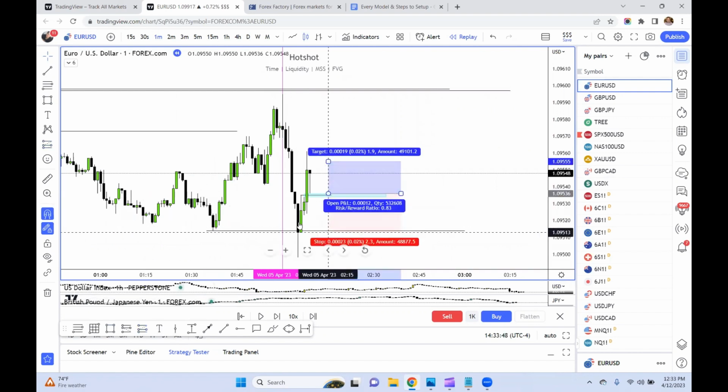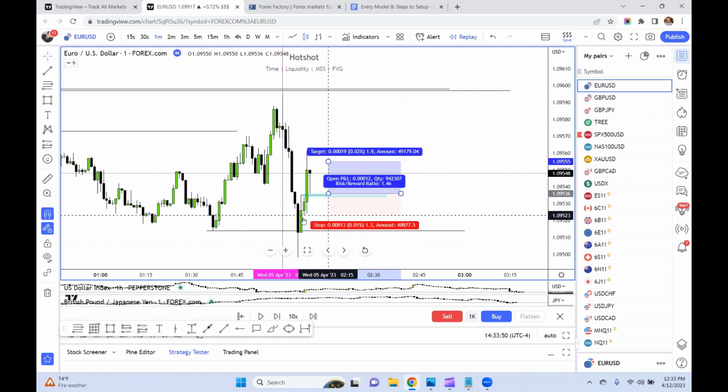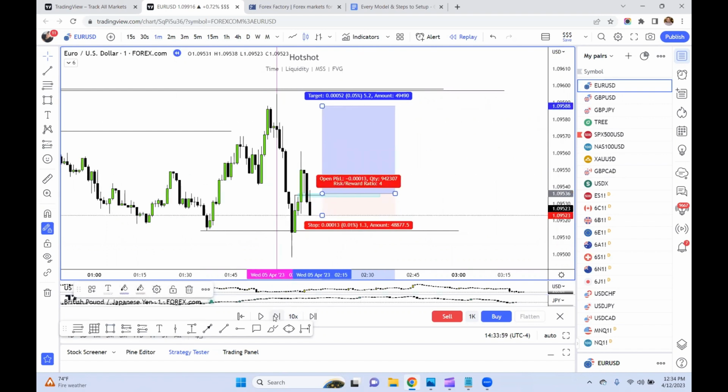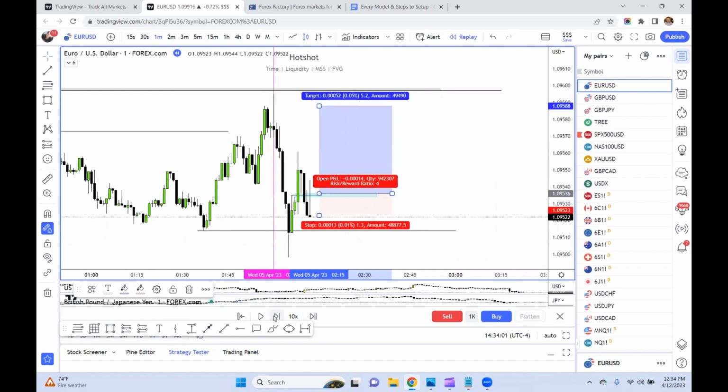If price comes back there, we're going to enter a buy. We'll put our stop loss below the 1 candle. It'll be about a 1.3 pip stop loss. And we'll target opposing liquidity up here. It'll be about a 1-4 hour. We're in the trade. And we just got stopped out.